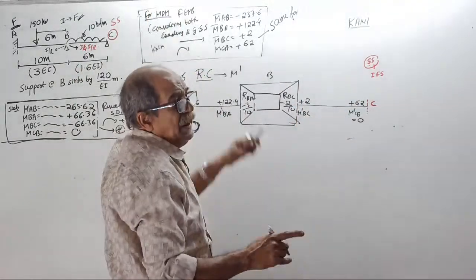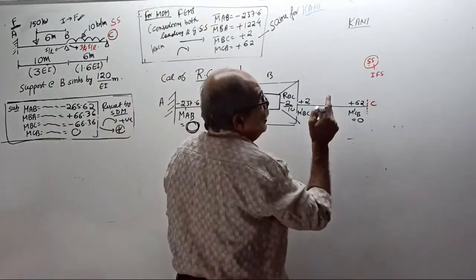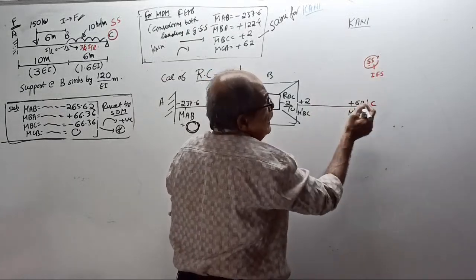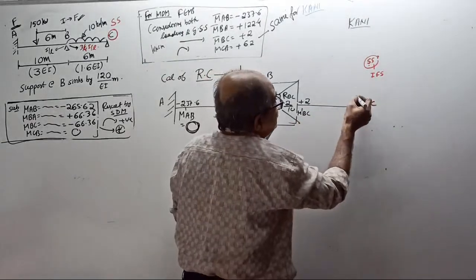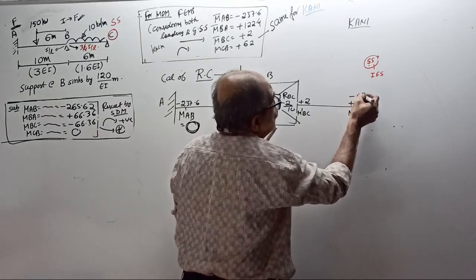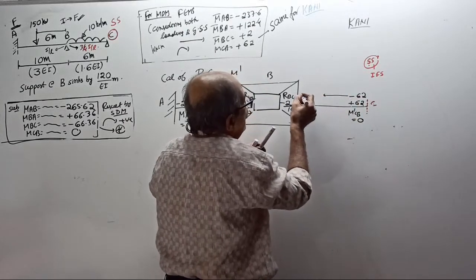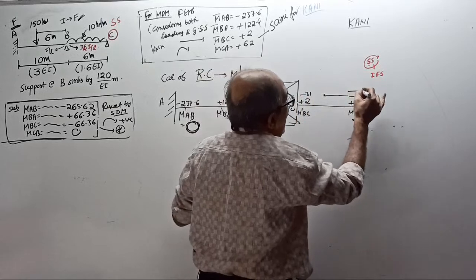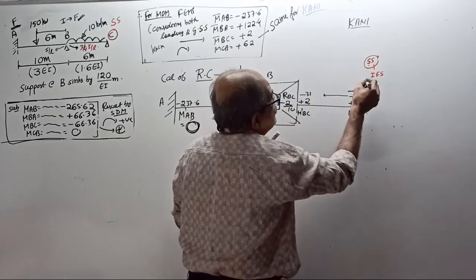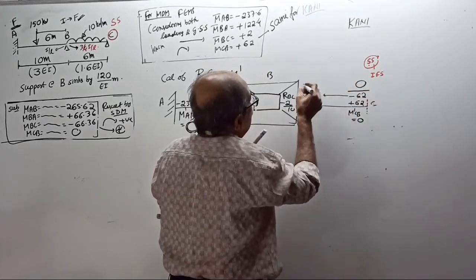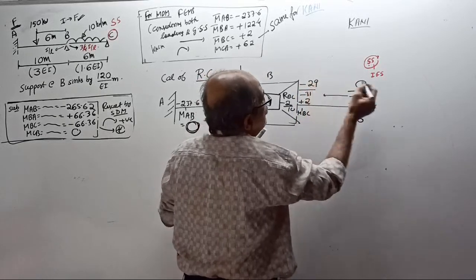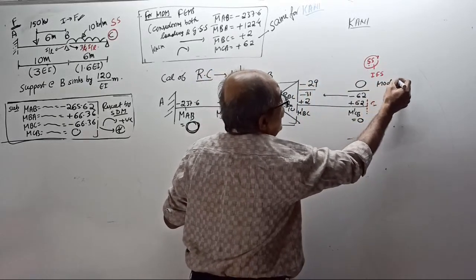Now, very important. First, what you have to do? Where simple support is there, you have to release the moment there. Plus 62. Make minus 62. Half carry over here. Minus 31. Add the values. You get 0 here. Here you get minus 29. These are the modified FPM.